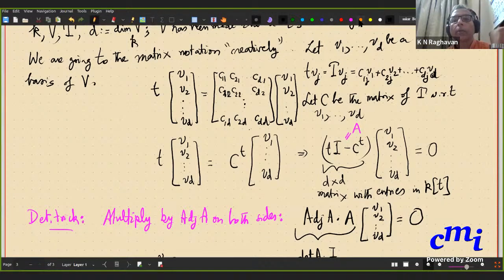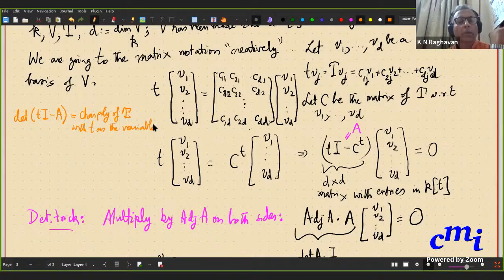So do you agree? I put all the explanation in this color. The determinant of TI minus C is the characteristic polynomial of T, with T as the variable. Do you agree with that? Sorry, not A, I shouldn't write A here. C is equal to the matrix of T with respect to some basis.